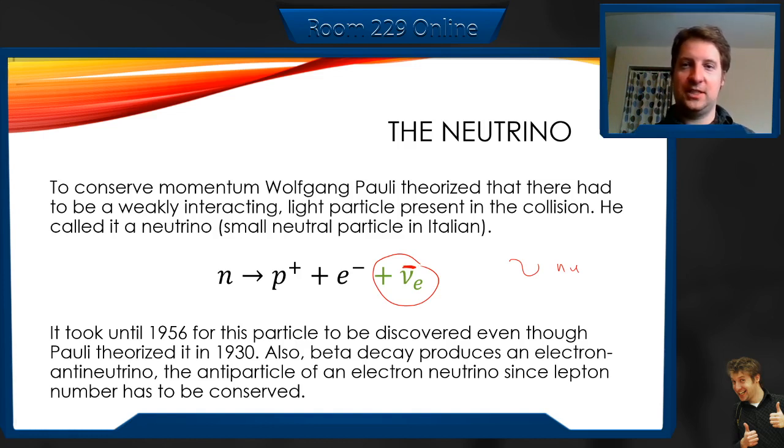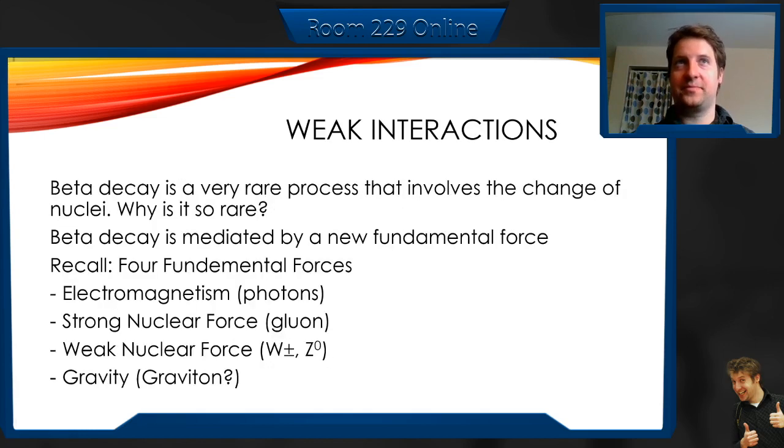Okay, so this is the modern view of beta minus decay. This is our first example of a weak interaction, and it's very hard to see, and it doesn't happen too often because it's what we call a weak interaction. So it's moderated by the weak nuclear force.